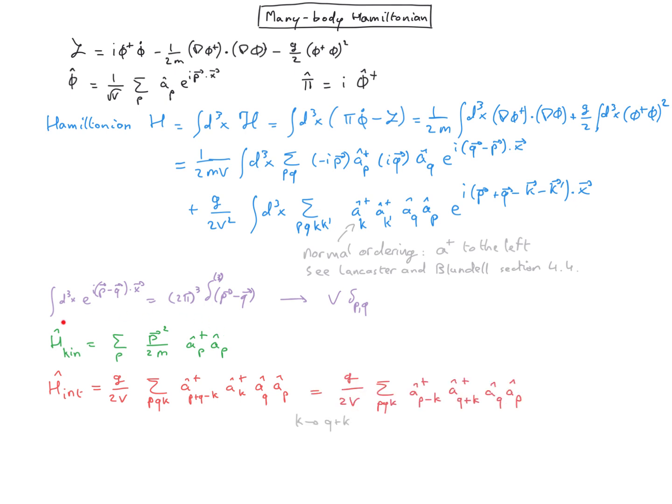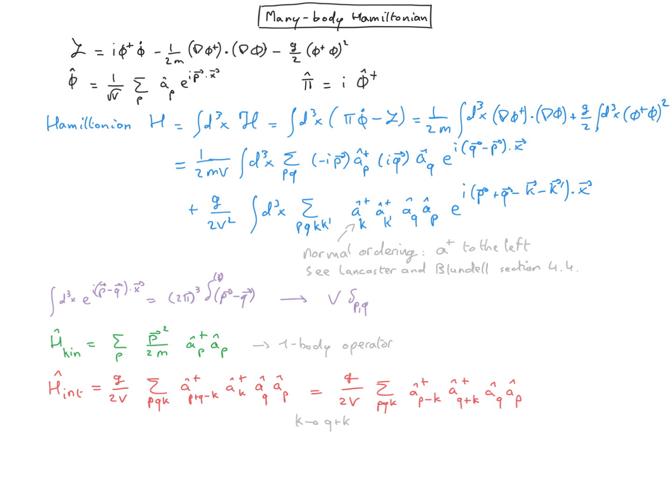The kinetic energy term is a one-body operator because it has only a sum over A dagger A. Indeed, we see that it annihilates a particle with momentum p and then it recreates it. So this operator just counts the number of particles which have momentum p, and each of them contributes the usual p squared over 2m.